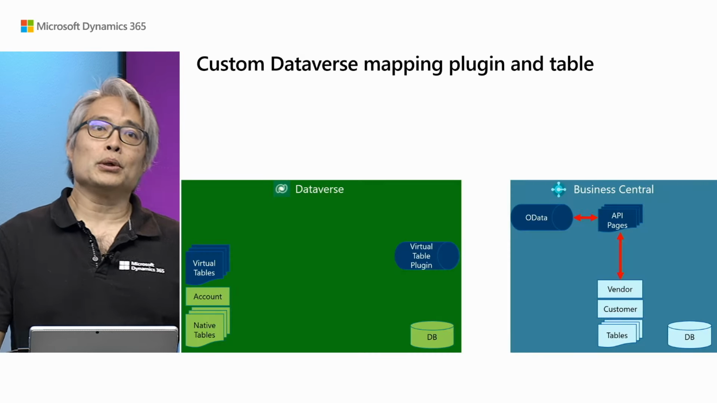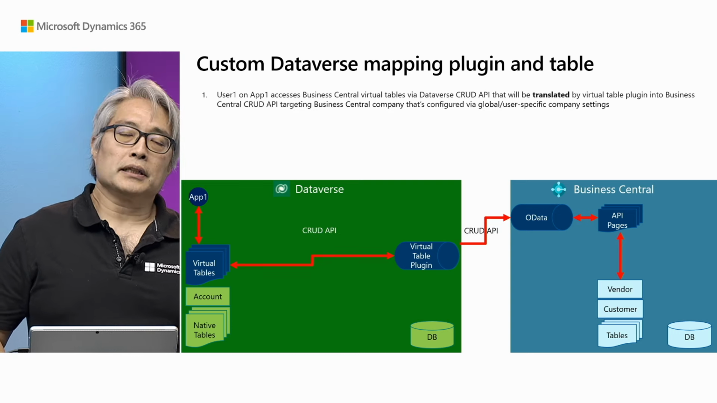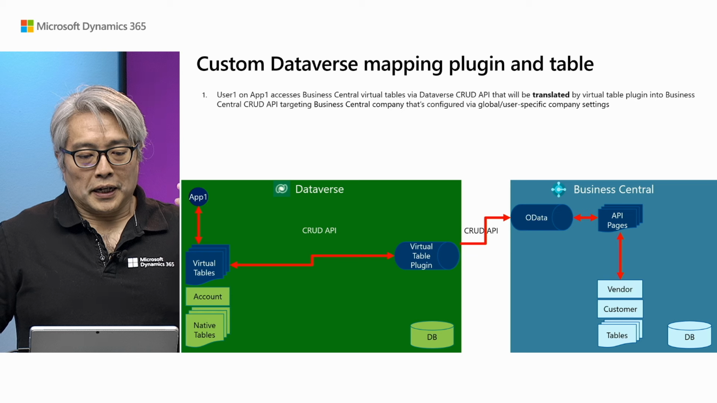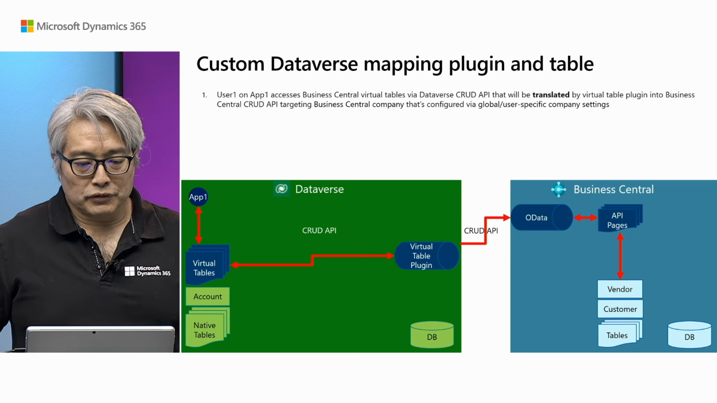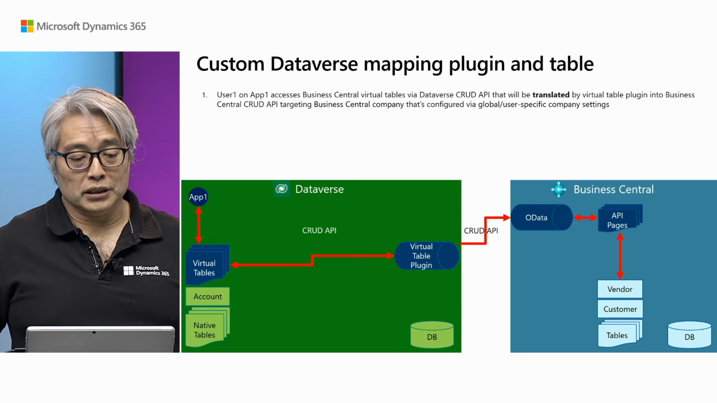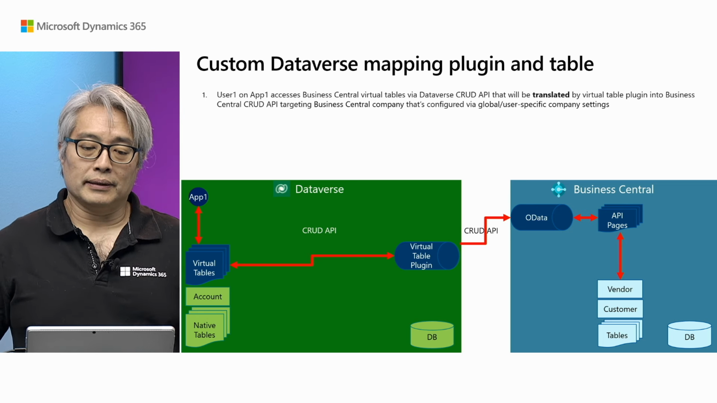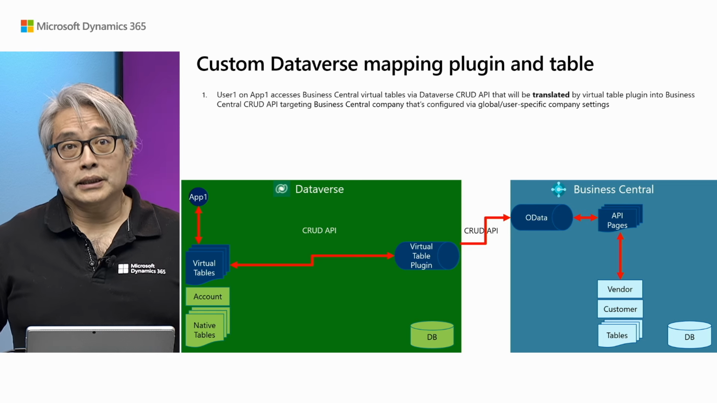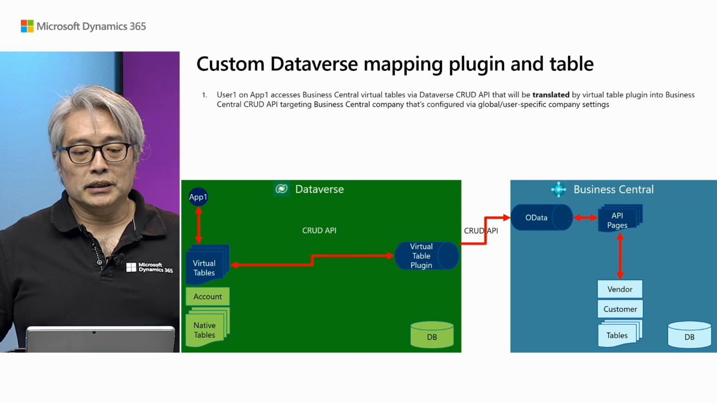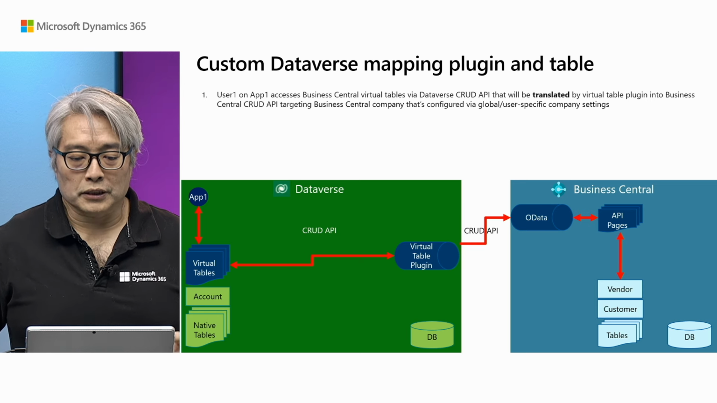Before we go to the demo, let me show you how this mapping plugin and table work. In the standard Power Apps that access Business Central virtual tables, the app, in this picture for example app one, will use the Dataverse CRUD API to target Business Central virtual tables in Dataverse. Then the virtual table plugin will translate that Dataverse CRUD API into the Business Central CRUD API, and will target the Business Central company that has been configured with the standard global and user-specific company settings.